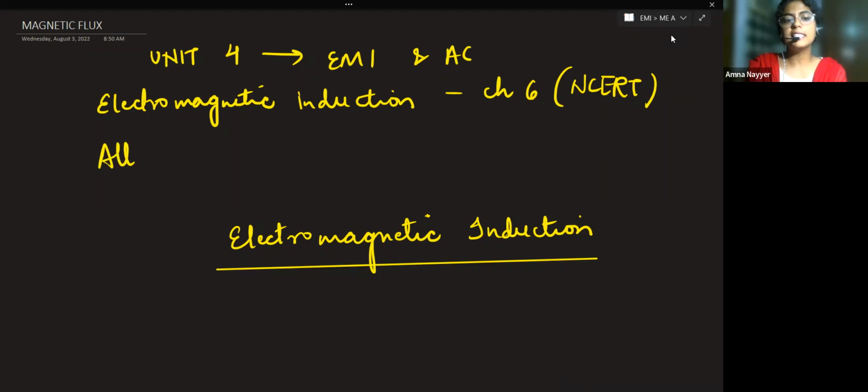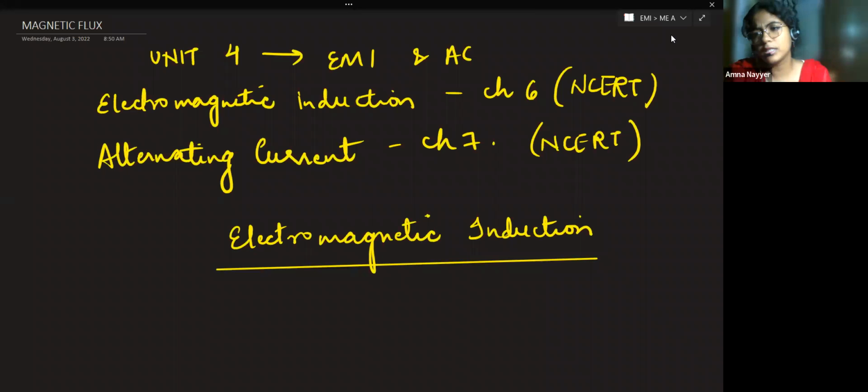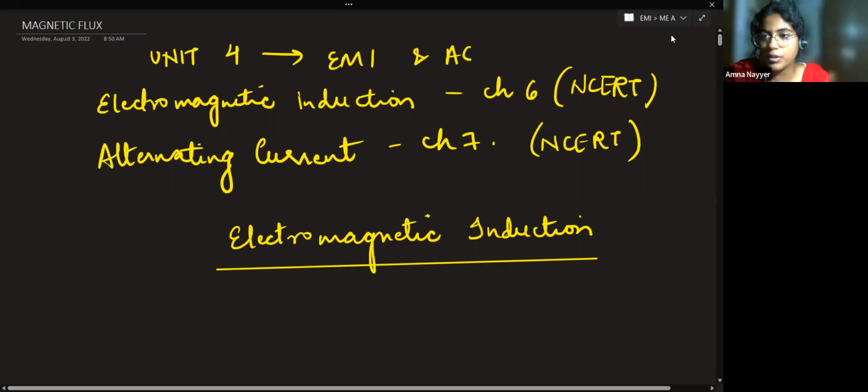Then you have AC. AC means alternating current. This is chapter number 7 of NCERT. So you can refer directly to some things from NCERT. Both of these chapters, all the things we'll cover in the class itself, so you don't even need to refer. You can just have a look at the NCERT book. Otherwise, the maximum things we'll cover in the class itself. Alternating current we'll do after EMI. First, we'll start with EMI today.